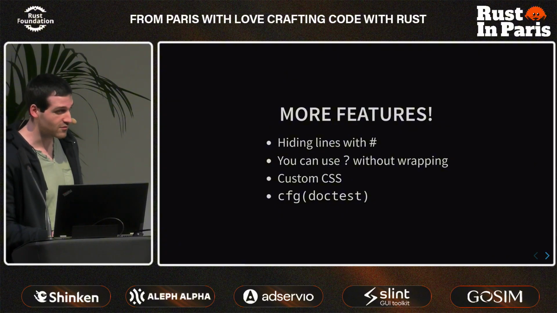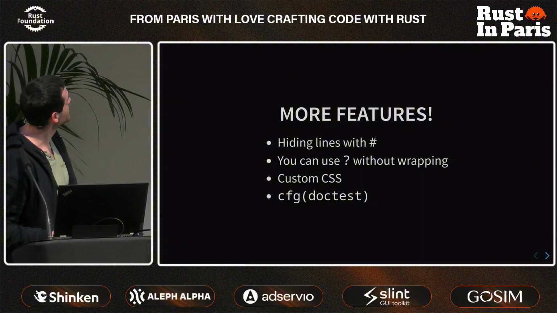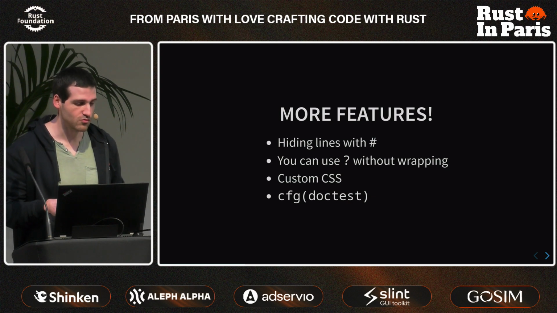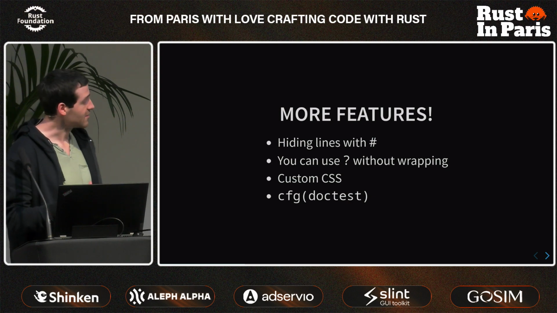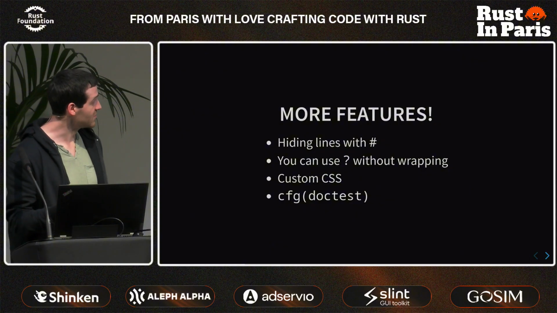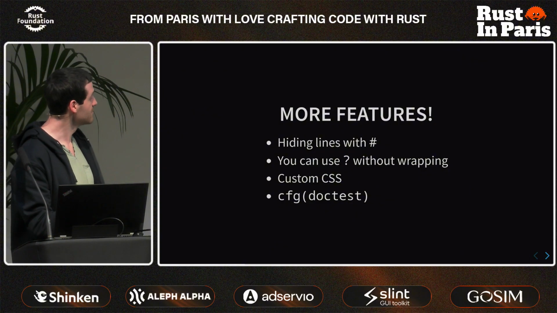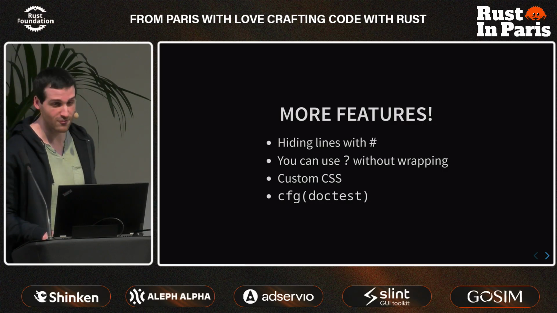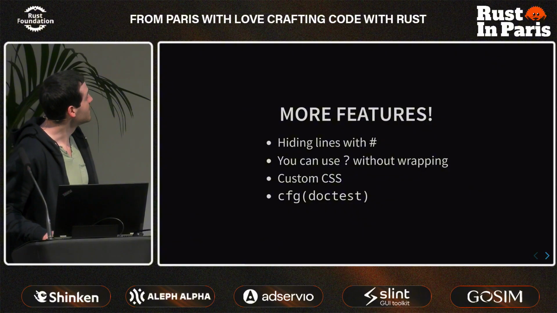Now we saw some features, let's talk about more features. In case you want to wrap your code in a function so you can use the question mark to make it look nicer, you can start your line with a hash. Then the line will disappear from the output, but will remain when you test the code. Fun fact, it was terrible to implement and is very terrible. Don't play too much with it.